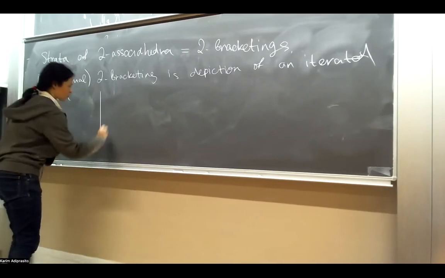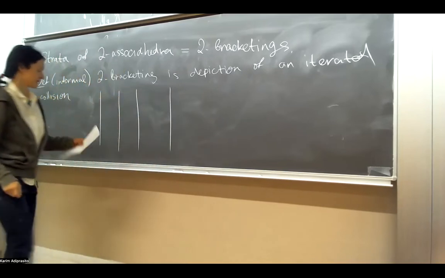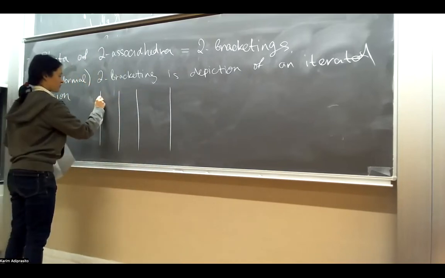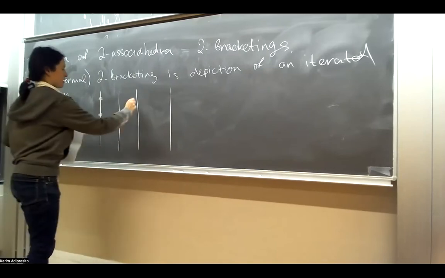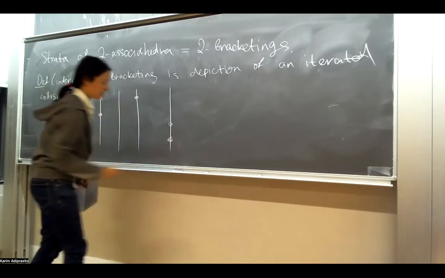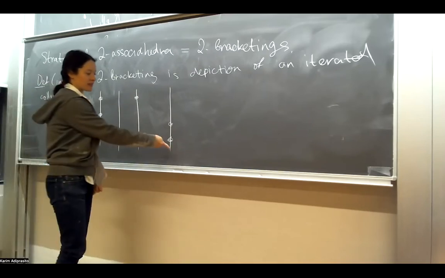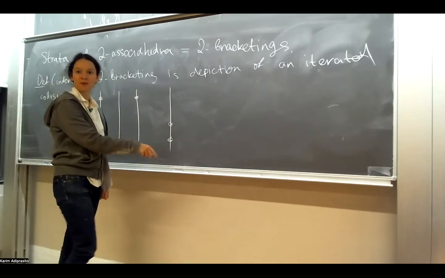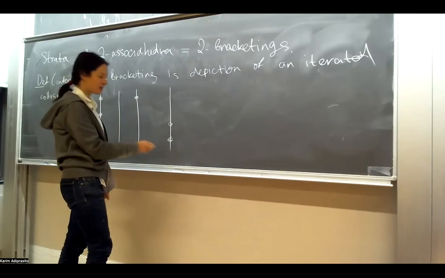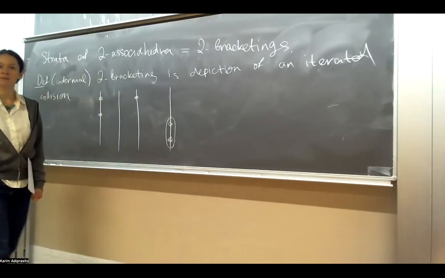So let's draw some rather large arrangement. Let's have 4 lines. Let's have 2 points here, 1 point here, no points here, and 2 points here. So let's draw an iterated collision. First of all, let's say that these 2 points collided in the very beginning on this line before any lines collided. Then I draw a circle to say that this has happened.